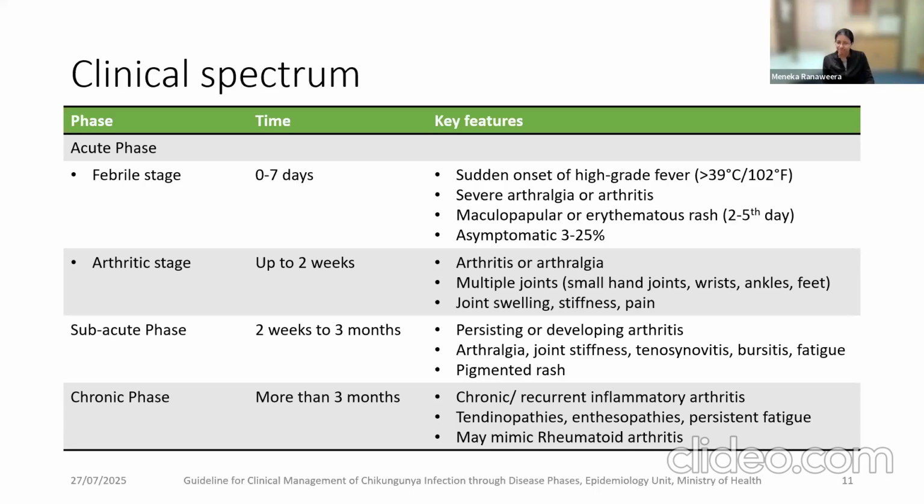The acute phase is further divided into the febrile stage and the arthritic stage. In the febrile stage, the mainstay of symptoms is sudden onset of high-grade fever, severe arthralgia or arthritis, and rash, and a certain proportion can be asymptomatic as well. In the arthritic phase, one of the important things to note is that small joints tend to be involved a lot. Multiple joint involvement is seen as well. Along with that, you may experience other symptoms like myalgia, headache, oral ulcers, neuropathic pain, abdominal pain, diarrhea, and vomiting. Those are all described as well. The subacute and the chronic phases are categorized according to the persistence of symptoms.